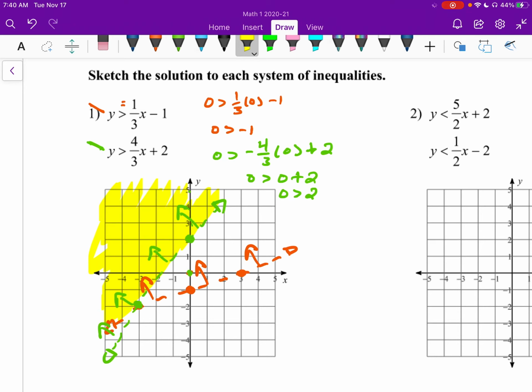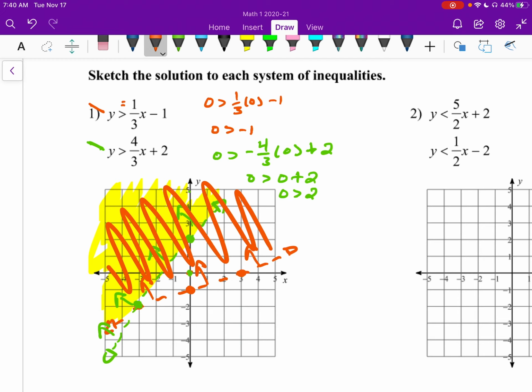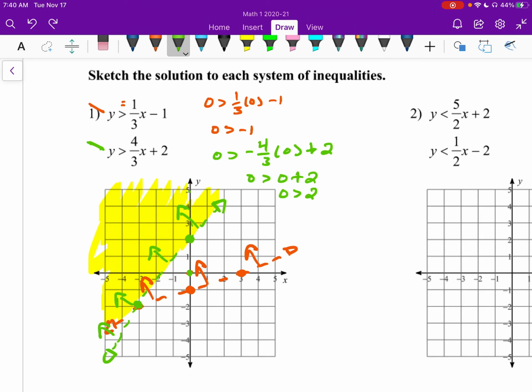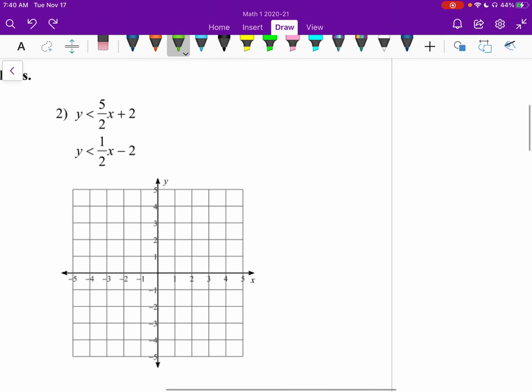So there we are. So the orange one, and don't write this down, the orange one shades all of this. The green one shades only this. And we pick out the point where they overlap. All right, let's do another one and see if it makes more sense.